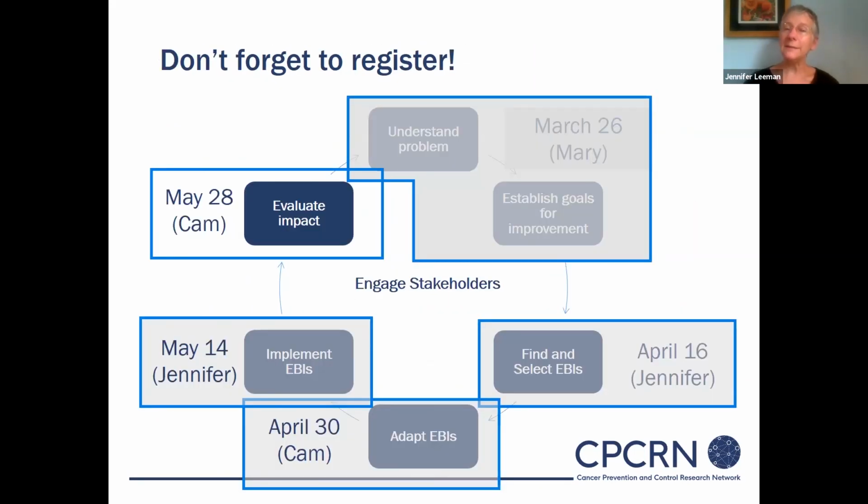So that is the six steps to implementation. I want to draw your attention to the final webinar, where Kam Ascafri is going to present on how to evaluate the impact of your interventions.